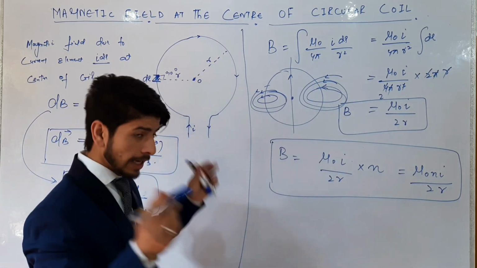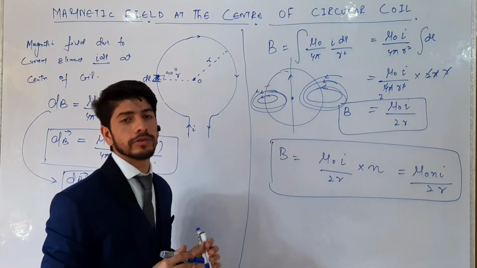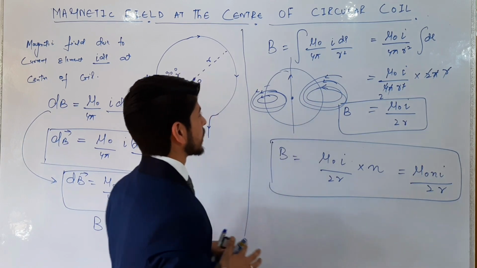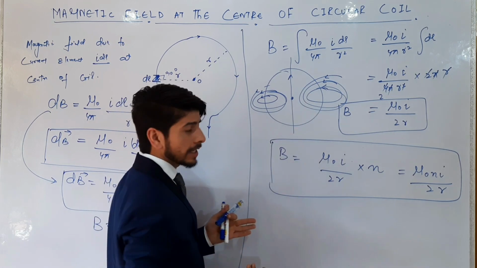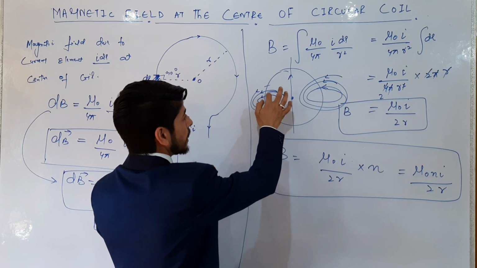If the radius is very large, the magnetic field at the center due to this current carrying circular coil will be uniform at the center. If we go away from the center, the magnetic field will go on increasing and it will be maximum. The magnetic lines of force will be crowded near the ends.